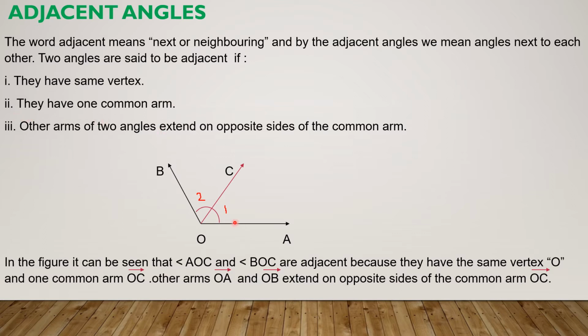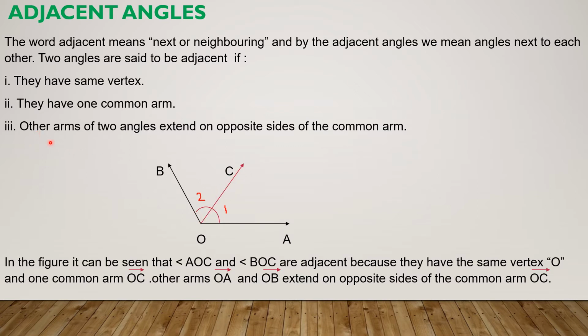Now students, look at angle 1 and angle 2. Which is the common arm between them? Yes, this OC is the common arm of angle 1 and angle 2. OC is present in angle 1 and also OC is present in angle 2, means this is the common arm.